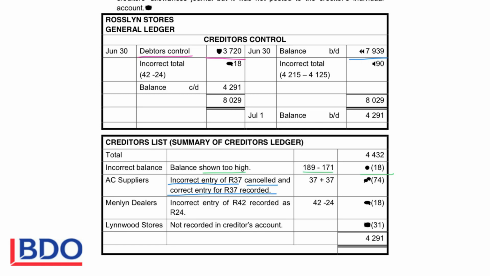Then we also have to do the correct entry that was supposed to be on the debit side. Therefore, if an amount was recorded on the wrong side of an account, it means you will always have to correct it by doing double the entry. First of all, to cancel the mistake that was made, and secondly, to show the 37 that was supposed to be on the debit side.